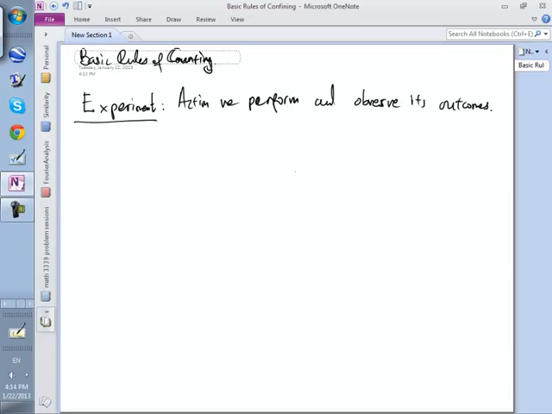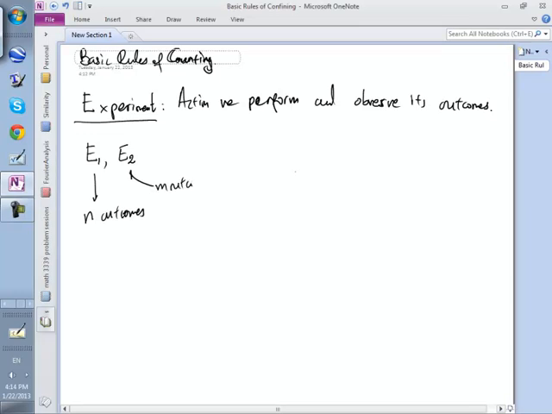So that's an experiment. Now, when we perform two experiments serially, the first one has n outcomes, the second one has m outcomes. After performing them one after the other, the combined experiment has n times m outcomes.